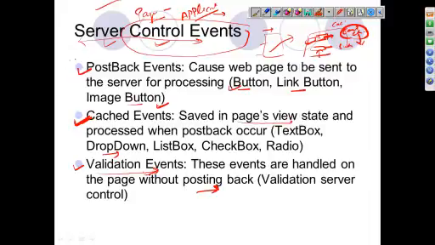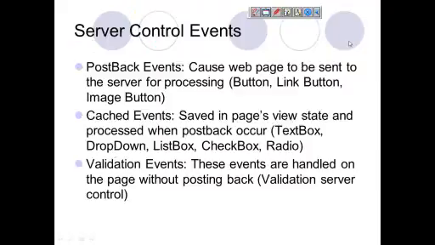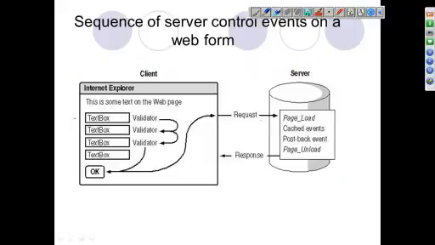These two events, postback and the cached events, are fired through ASP.NET server controls, and validation events are fired through validation server controls. There are validation server controls in ASP.NET. So you can see the sequence. When you are typing something on the client side itself, validation events are getting fired. Then when you click the OK button, which is the postback event, the cached events which are waiting for the postback in the view state will be fired first, and then the postback event will be fired.